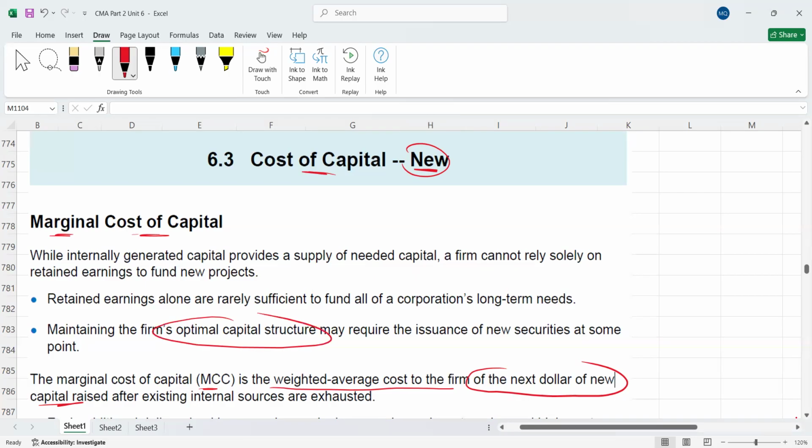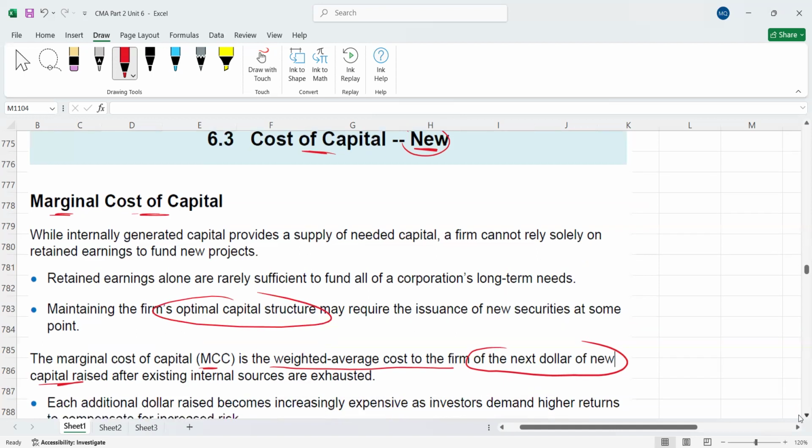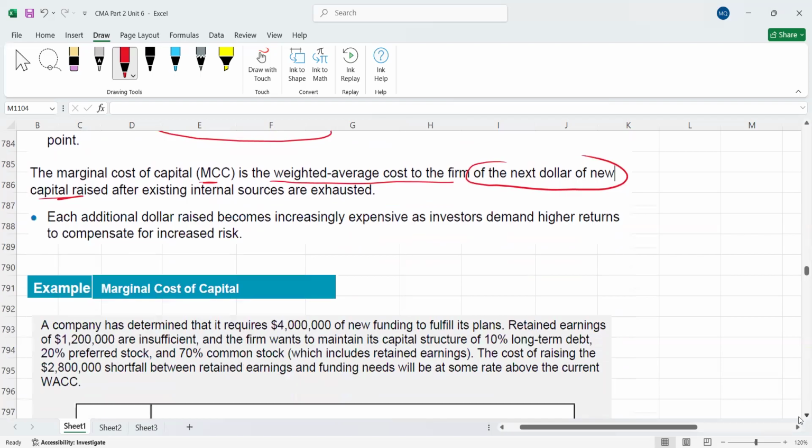I told you last time, capital structure means the debt and equity ratio, and optimal capital structure is the capital structure where our WACC will be minimum. So although we are going to issue new sources of finance or new securities, we will assume that we will maintain our capital structure here. Okay, so here we go.